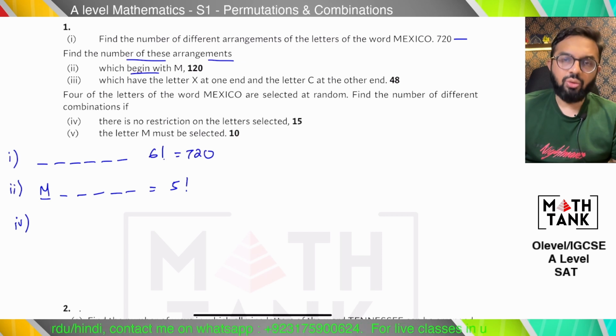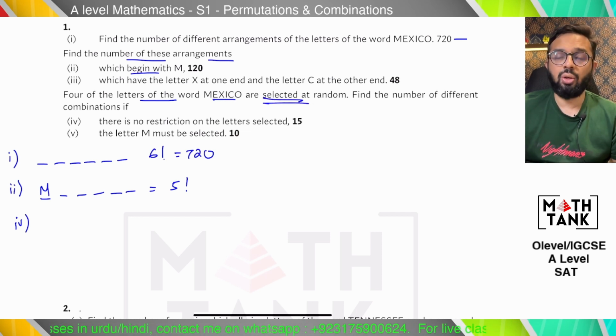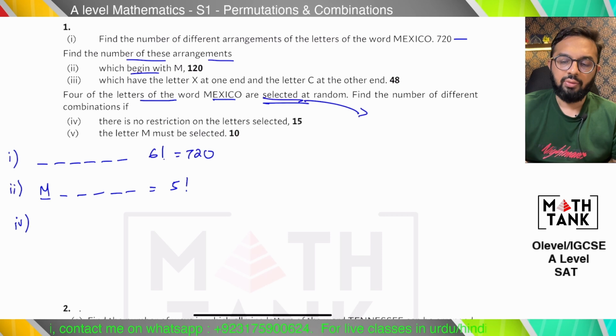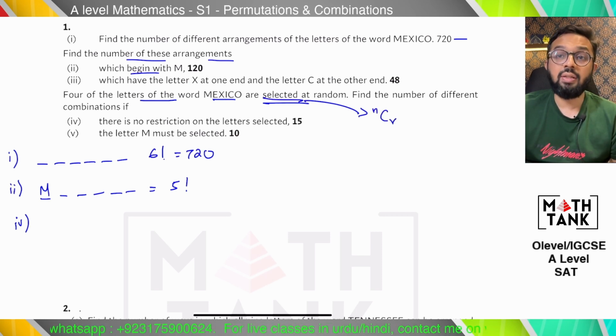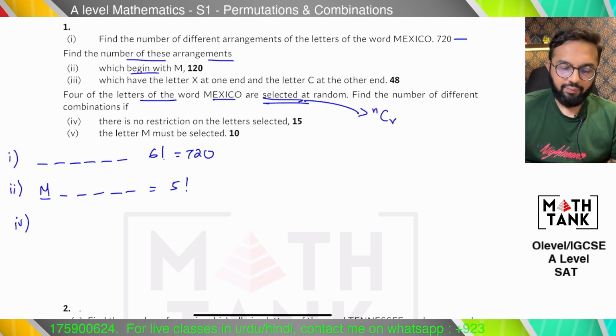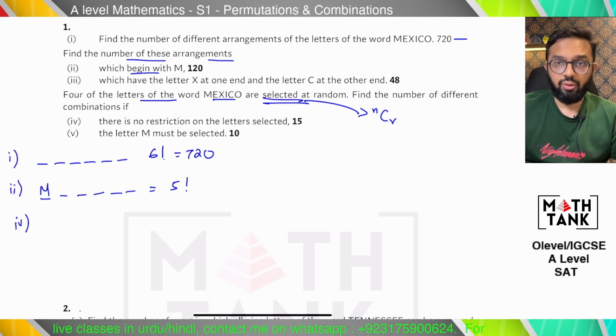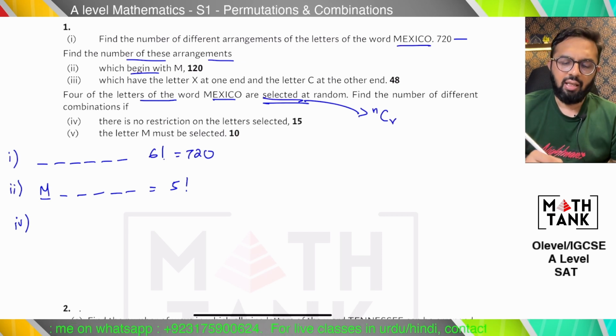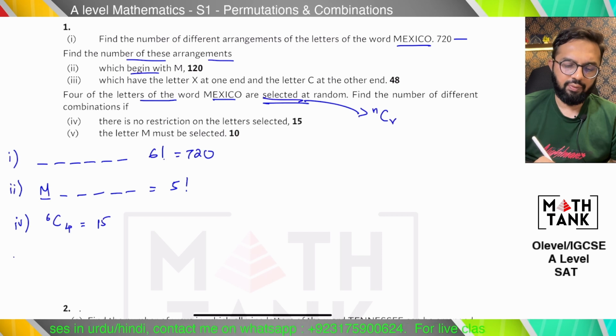Now, the question changes a little bit. It says 4 of the letters of the word Mexico are selected at random. I'm talking about selections. I'm not talking about arrangement. So this should immediately remind you of nCr. Find the number of different combinations if there are no restrictions on the letters selected. So how many letters do you have? 6. And you want to select 4. So 6C4, nCr. That should give you 15.